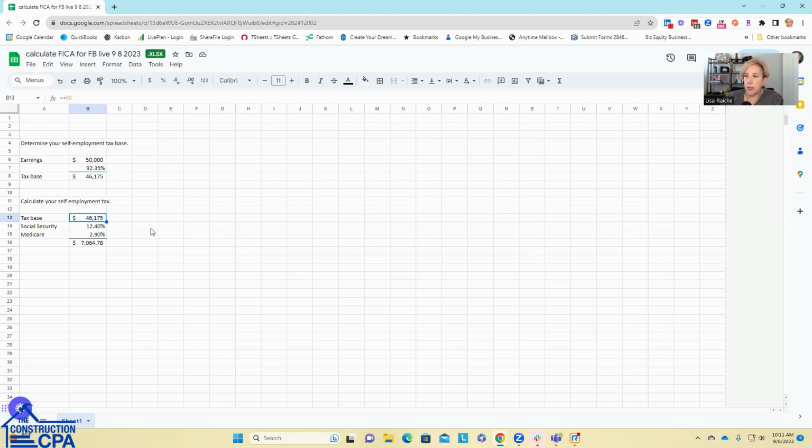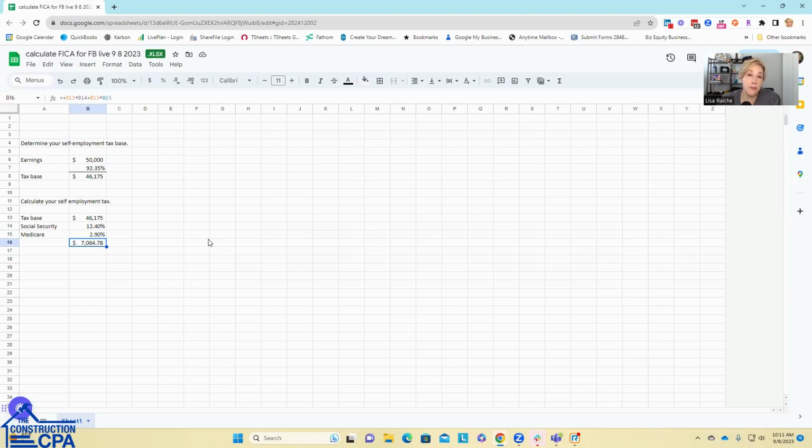So now you're going to take your tax base and multiply it by the 12.4%, then the 2.9%. And in this particular example, if you had self-employment income of 50,000, you would be paying self-employment tax of $7,000, basically rounded up, $65. Just remember that is just your self-employment tax.